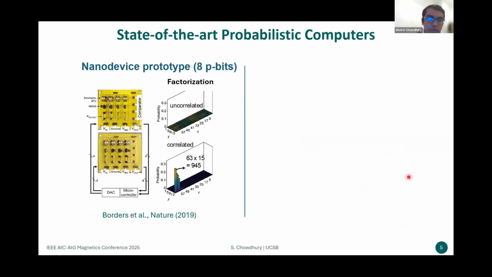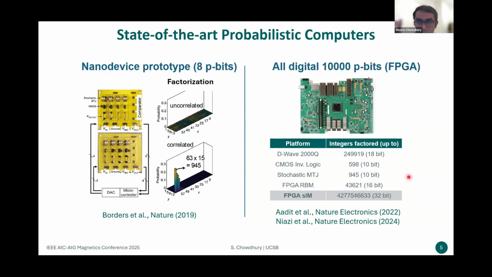Where are we now? It all started with the demonstration of an 8 pbit device, which is a proof of concept in 2019, where we showed that we can build a probabilistic computer with a nanomagnet based device as a p-bit, and we solved a factorization problem with 10 bits. But nowadays, after a lot of research, we have at least shown a working example with all digital logic up to 10,000 p-bits, and we have been able to solve a 32-bit factorization example, for example.